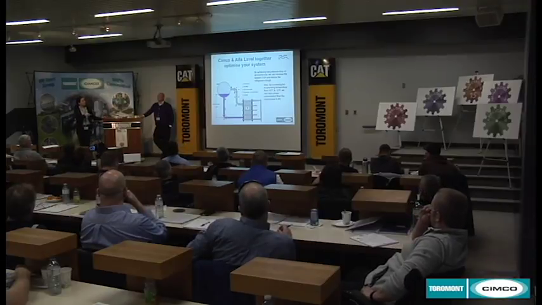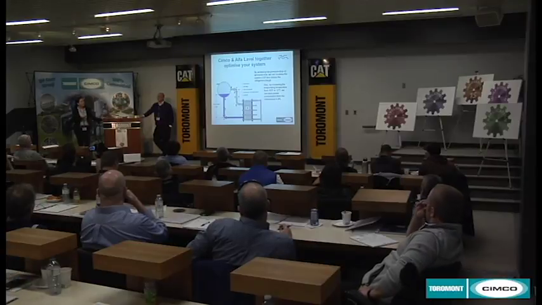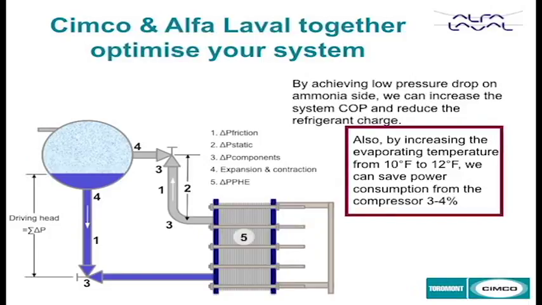So this is an example. By achieving a low pressure drop on the ammonia side, we can increase the COP and reduce the refrigerant charge. If we increase the evaporating temperature because of the lower pressure drop, let's say from 10 to 12, we save power consumption of the compressor around 3 to 4%.